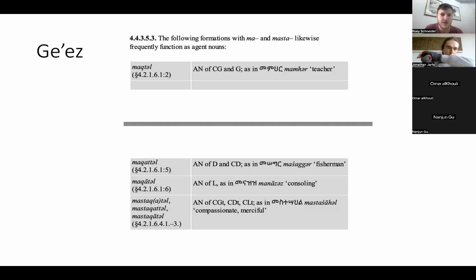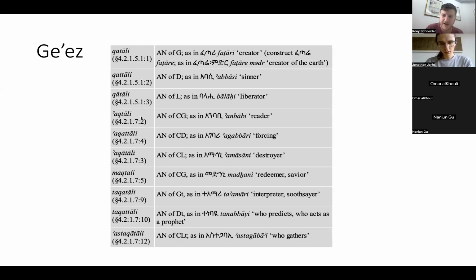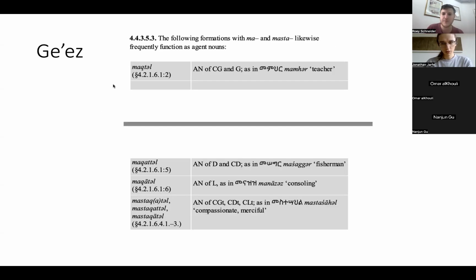These are the other agent nouns, which are a little bit more akin to the participles of the derived stems in other languages. So maktel as opposed to aktali, but these are much rarer and much more nominal. So less productive participles and just nominal patterns, which are somehow connected to the verb.